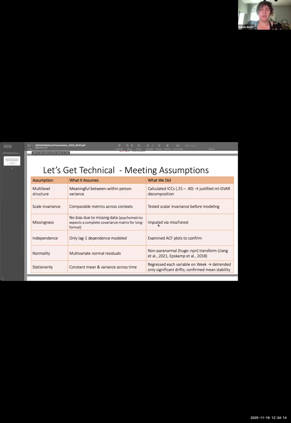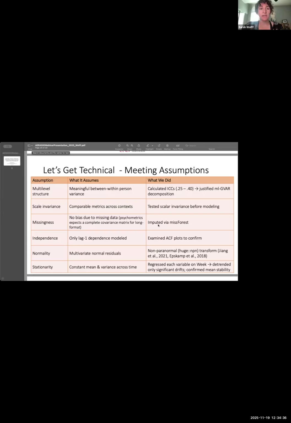Psychometrics, this should say psychometrics, not psychometrics. Psychometrics expects a complete covariance matrix for long format data right now. And we imputed the data via MissForest, therefore.